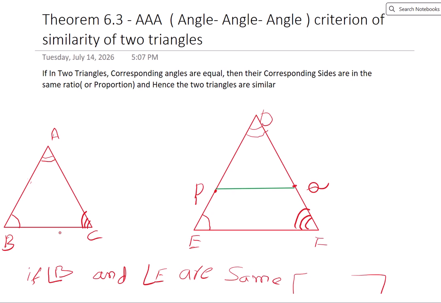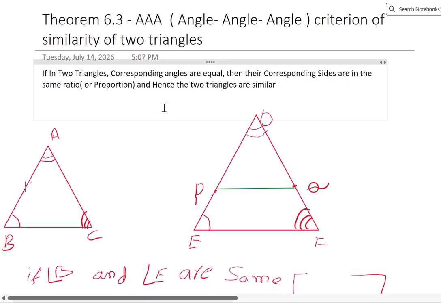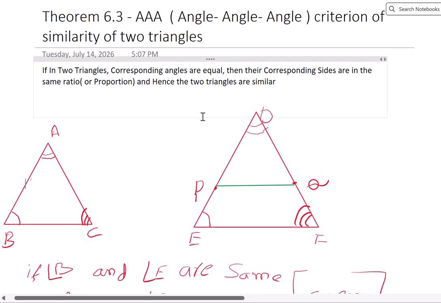That means maybe 3, 6, maybe 4, 8, 1/2 ratio. It has to be in that ratio. That is what it is trying to say. And then hence the two triangles are also similar. So hence these two triangles are also similar. So now we need to prove that.